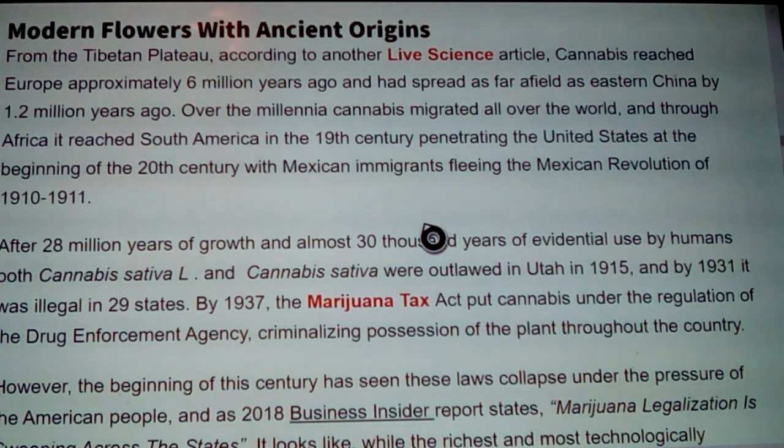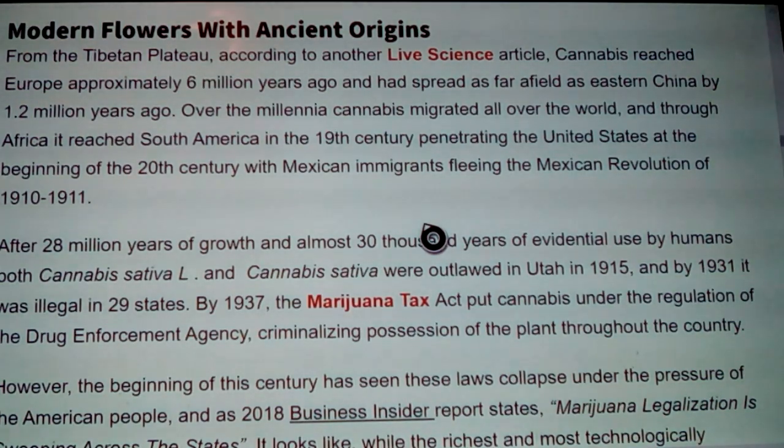But it had spread as far afield as eastern China by 1.2 million years ago. And so it seems to have run towards Europe much, much faster than it even took from the steppes where it was, and just took a right into China, right?